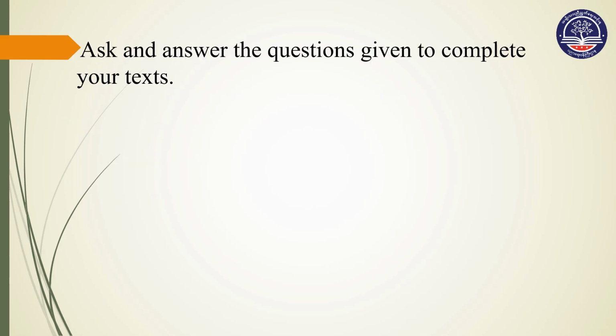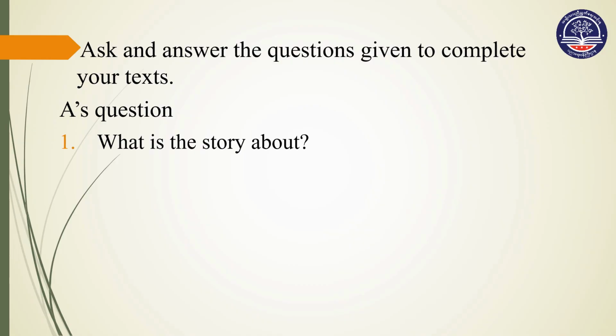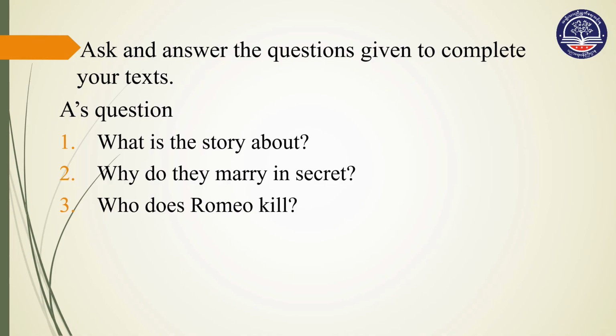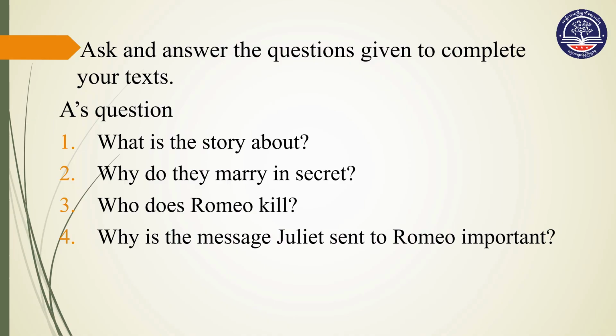Ask and answer the questions given to complete your text. Question number 1. What is the story about? Number 2. Why do they marry in secret? Number 3. Who does Romeo kill? Number 4. Why is the message Juliet sent to Romeo important? So there will be two question cards, A question card and B question card. Here is the A question card.